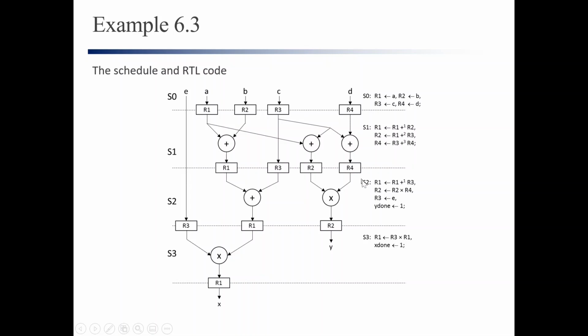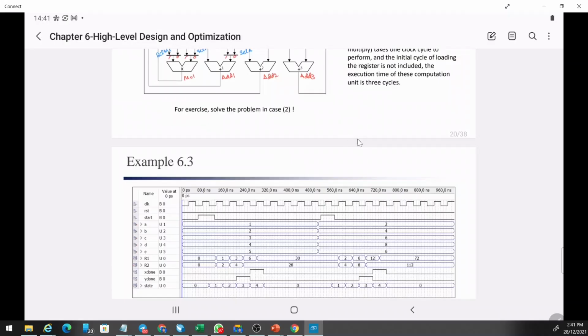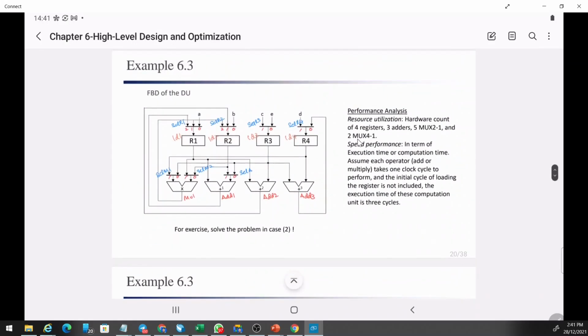Everything here we can easily derive the RTL code, and also from the RTL code we can now derive the data path from that. I also explained and demonstrated to you how to derive this last week, right? So we have the design here.